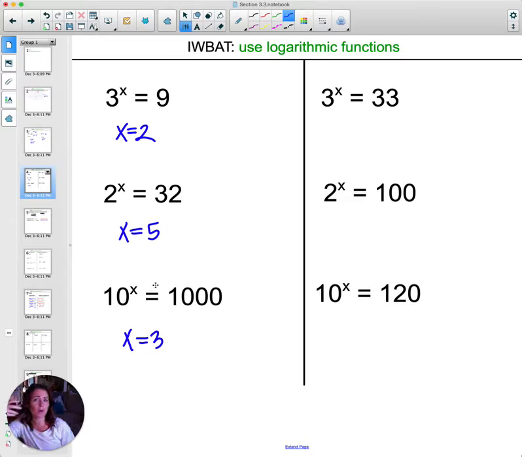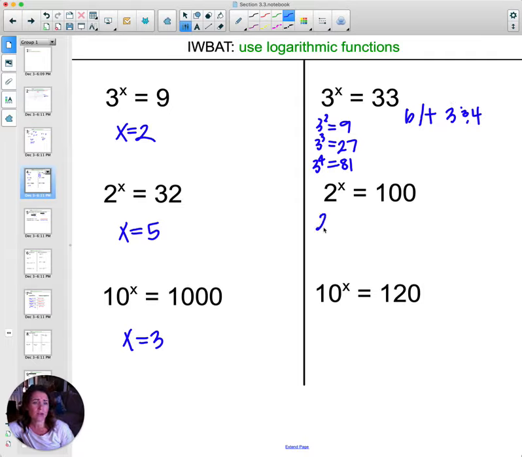So those ones are fairly simple to solve. Either you just know them or you can figure them out by multiplying some integer together enough times to get to it. Versus over here in this column, 3 to what power is 33? Well, 3 squared is 9. 3 cubed is 27. And 3 to the fourth power is 81. So we don't actually have a whole number solution here. We know that the answer to this is between 3 and 4. Okay, because 3 cubed was 27 and 3 to the fourth was 81. So somewhere really close to 3.